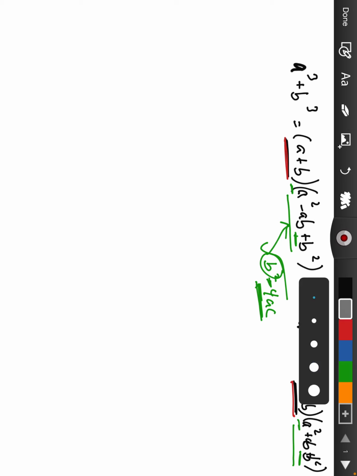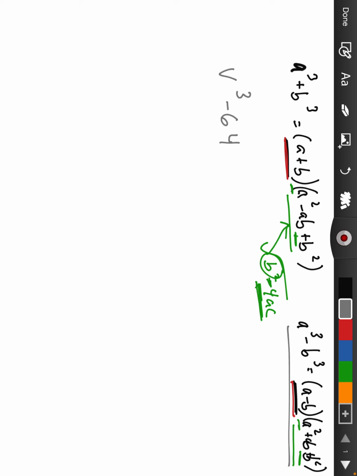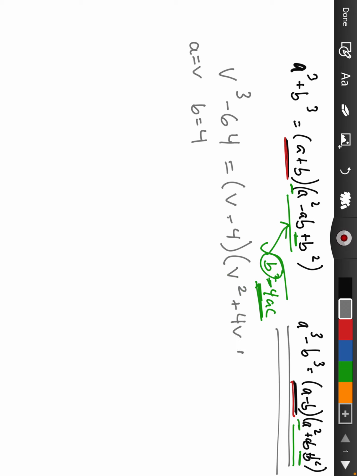Let's look at one of the questions we have. We had v cubed minus 64. So that is the difference, and we have to think what's a and what's b. In this case, a equals v, and b, well, 64, what cubed makes 64? 4 times 4 is 16, times 4 is 64. So b is 4. So we have v minus 4 times v squared, a times b is 4v, and b squared is plus 16. And so we can see that v equals 4 is our real solution.